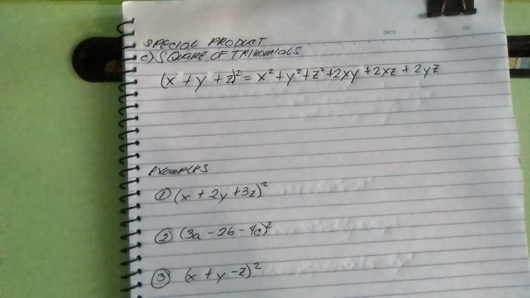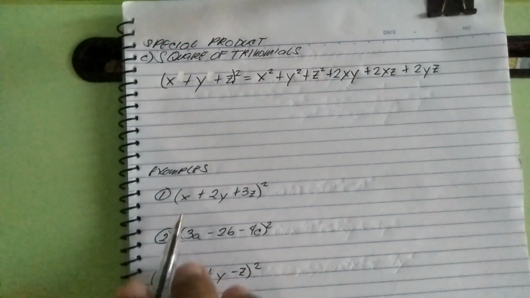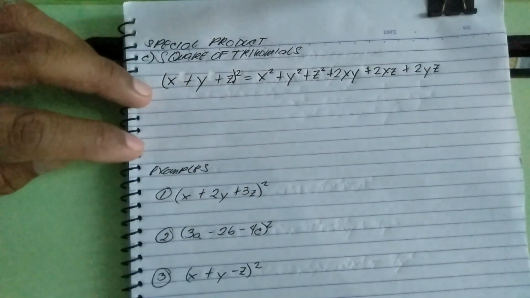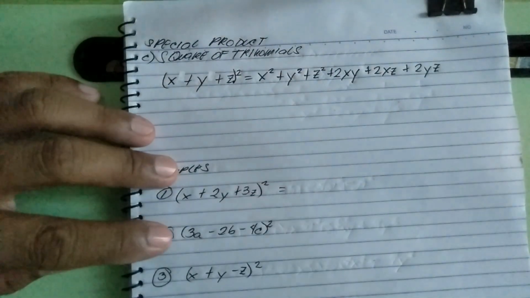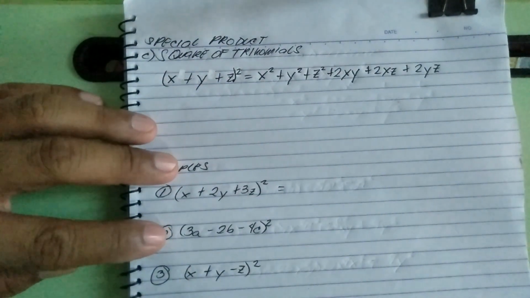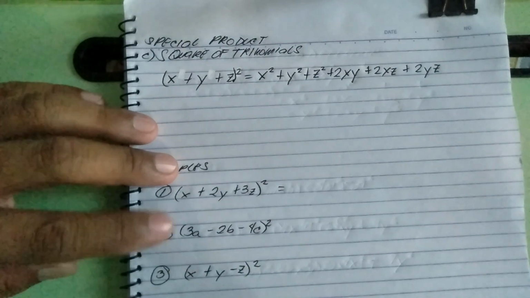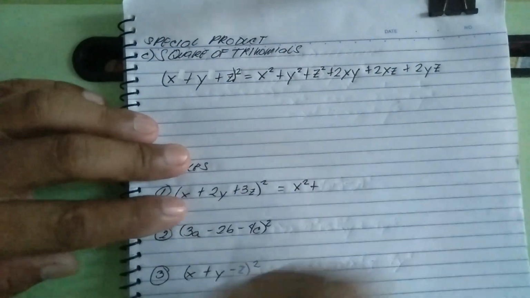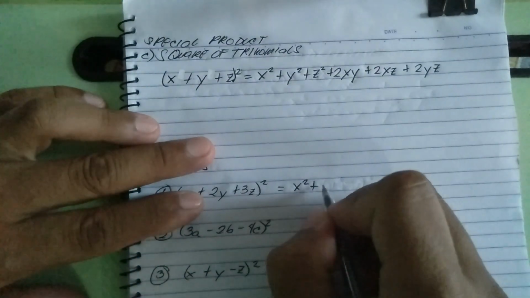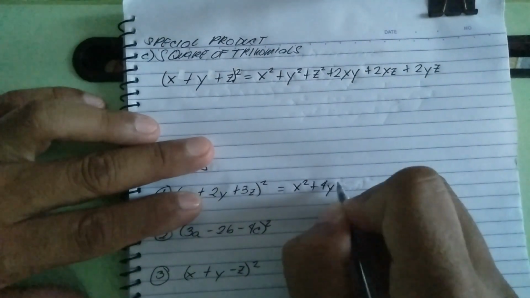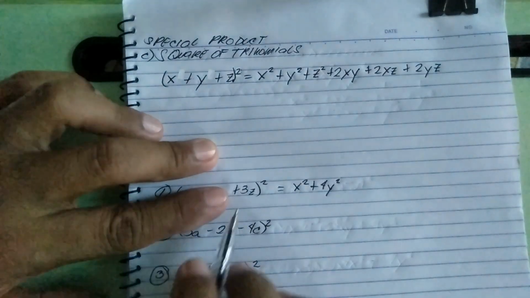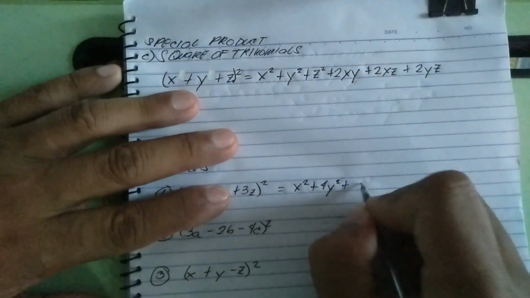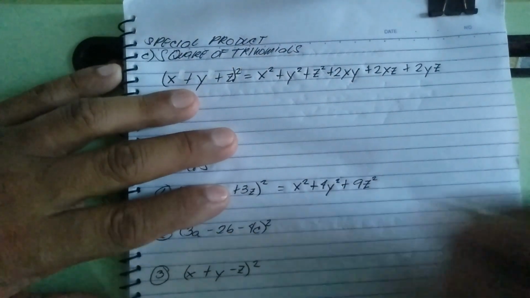Okay, so we have here x plus 2y plus 3z squared. Again, square natin lahat ng term. So we have x squared para sa first term plus 2y squared. We have 4y square. And then, 3z square. Ano ang maging sagot natin? So, we have plus 9z square.